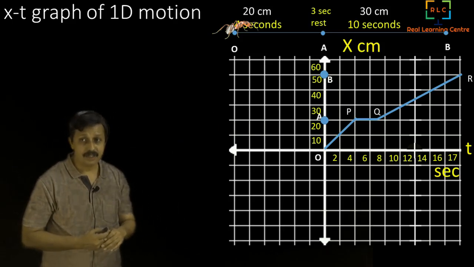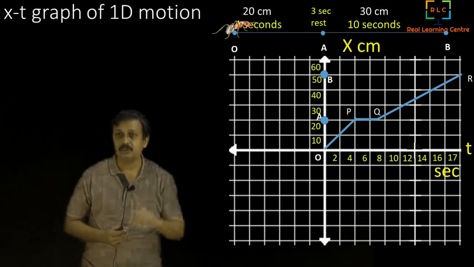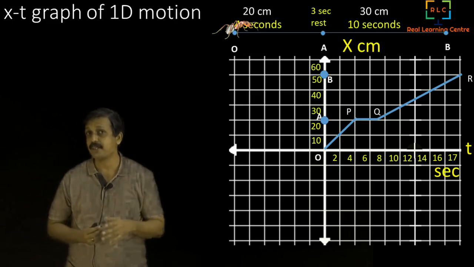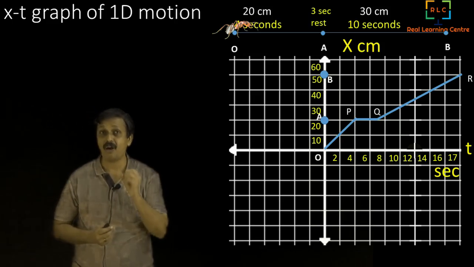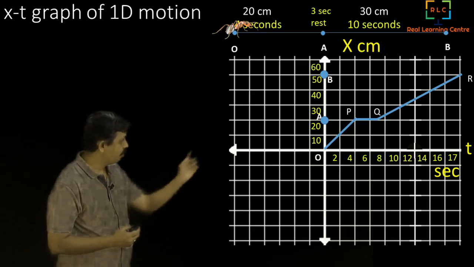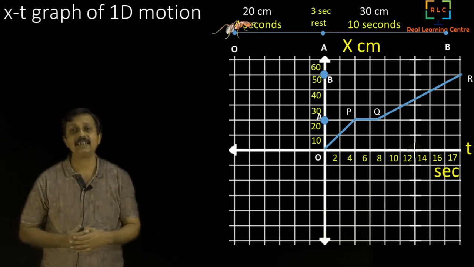Now, O, P, Q and R are the end points. But in between it is also moving, and at every point in time if you keep taking, it is going at a constant velocity during those times. So you can join the line like this. That would basically be our XT graph.